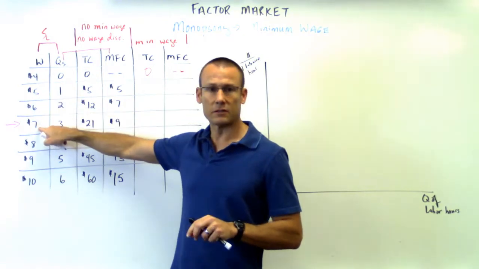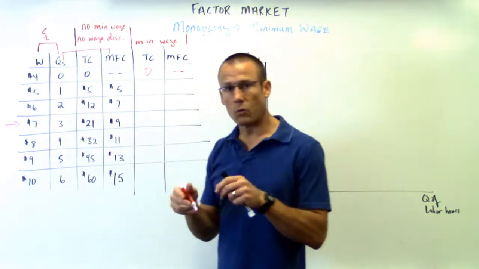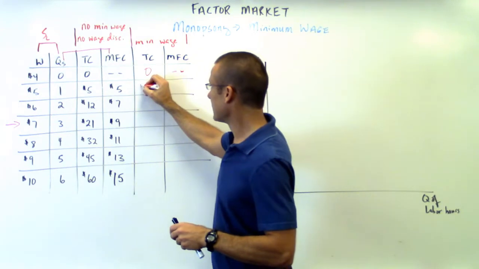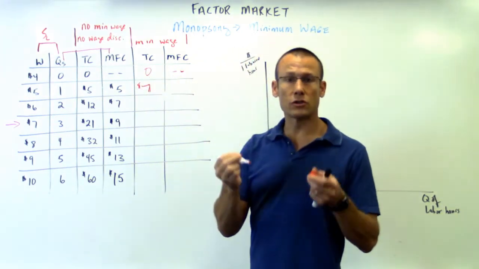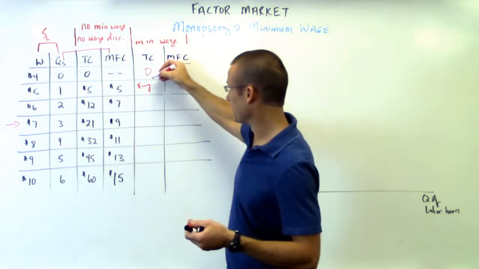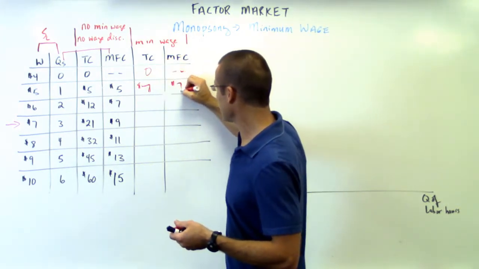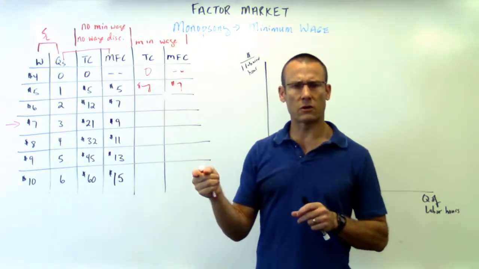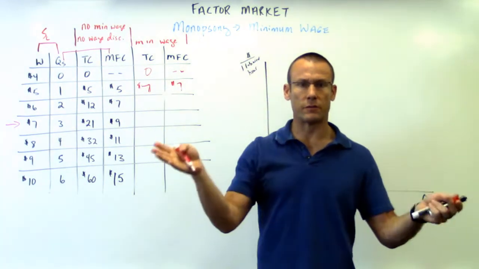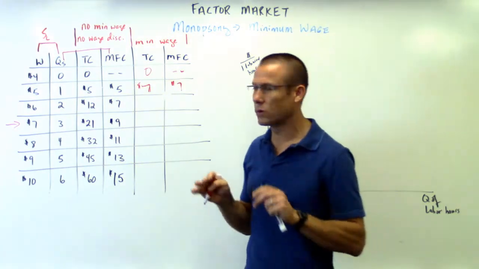We have to pay him $7. That's the minimum wage, right? So we got to pay him $7. So I'm going to put $7 right there. So what was the marginal factor cost? Okay, we went from 0 to 7. The marginal factor cost is 7. Right off the bat, you'd be going, so the marginal factor cost is the minimum wage. Awesome. If you did that, you are there. You are getting where we want you to be.